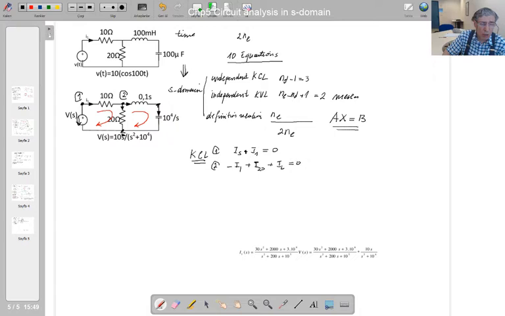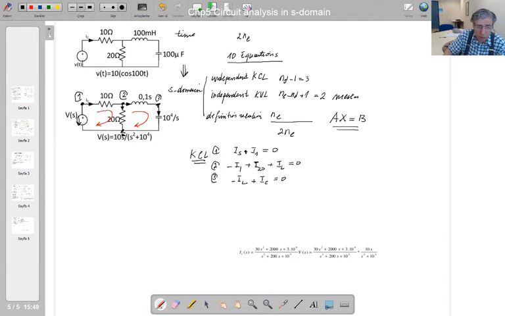So the last one is the third node. Inductor current coming towards the node is minus IL. Capacitor current is coming out of the node, so plus IC is equal to 0. These are all currents in S domain. That's why these are capital letters written here. This is KCL.